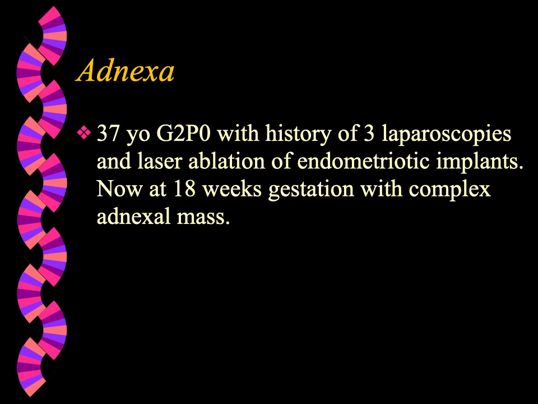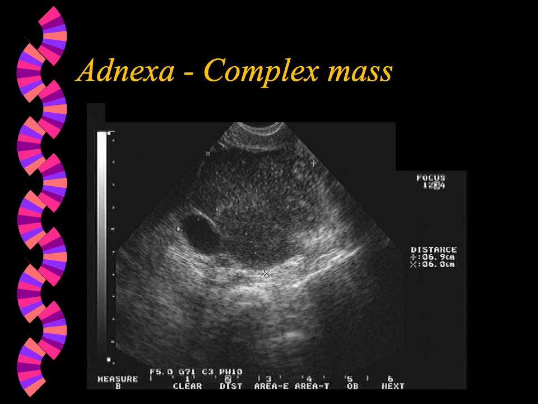Our next patient is a 37-year-old G2P0 who's currently pregnant, and she has a history of 3 laparoscopies and laser ablation of endometriosis or endometriotic implants. She's currently pregnant at 18 weeks, and she has a complex adnexal mass, which we see in this ultrasound. And what we can see is there's a hypoechoic area in the bottom left of the picture. She's got some medium echogenicity and then some higher echogenicity sort of on the right of this complex mass.